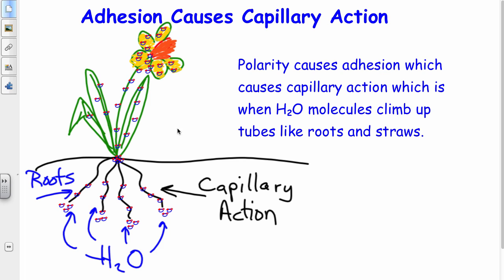So looking at this picture for a moment or two, you really should try to sketch this picture and get it in your notes on the back of your reading. Polarity causes adhesion, which causes capillary action. This is capillary action, what you're looking at.